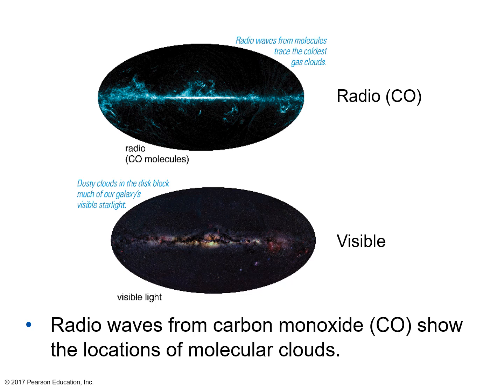Now we can see a comparison between visible light on the bottom and another wavelength of radio. Radio waves from carbon monoxide show the locations of molecular clouds. So we can use this particular wavelength that is given off by the emission lines of carbon monoxide, and we can map out where all the carbon monoxide is in the galaxy.